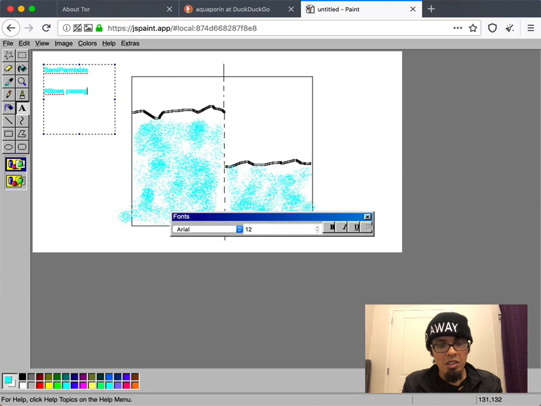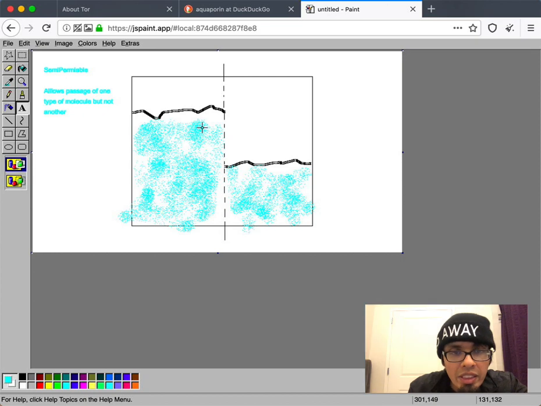Allows passage of one type of molecule, but not another. Okay, that's the basic definition. So if this is a water permeable membrane, eventually the concentrations will get to the point where water is equal on both levels, both sides, right? So this will go up, this will go down.